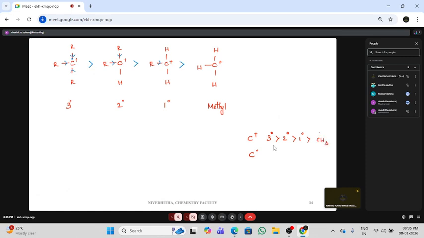Primary is more stable than secondary. Secondary is more stable than primary. Primary is more stable than methyl. Same thing is applicable for electron deficient free radical also.